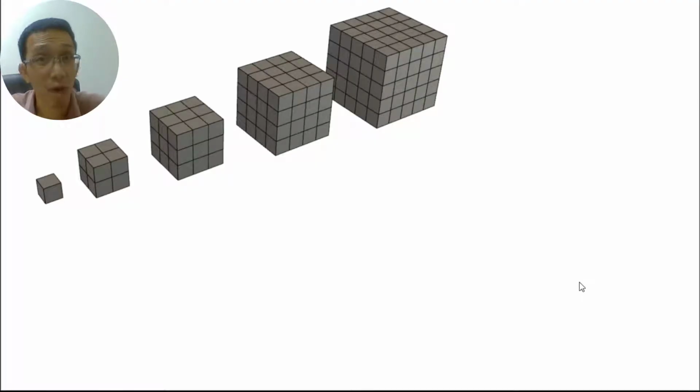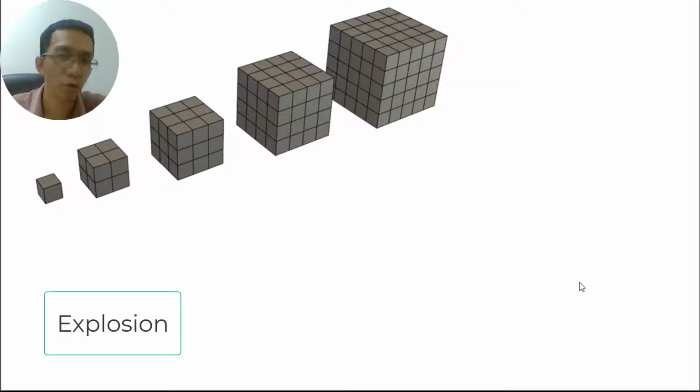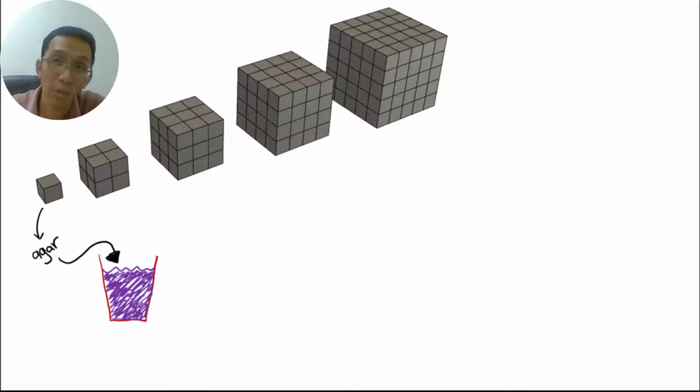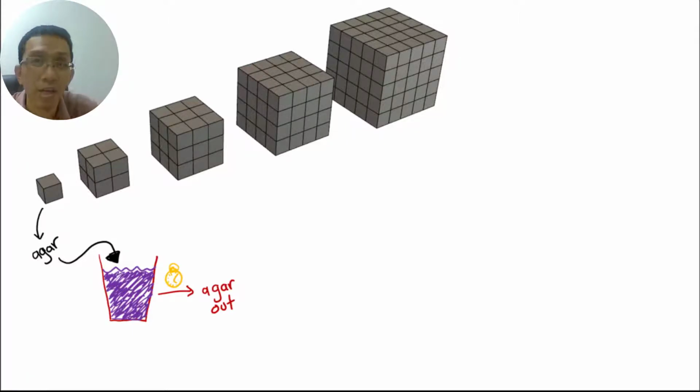Okay, now let's talk about surface area as an indicator of reactivity. More surface area means more place for reaction to occur. Reaction can be anything: explosion, diffusion, rate of solubilization, etc. Let's say we make agar from this cube. Then we soak it in a glass of water with a purple dye. After a few minutes, we take all the agar out. If you cut each agar cube in half, you will see this.